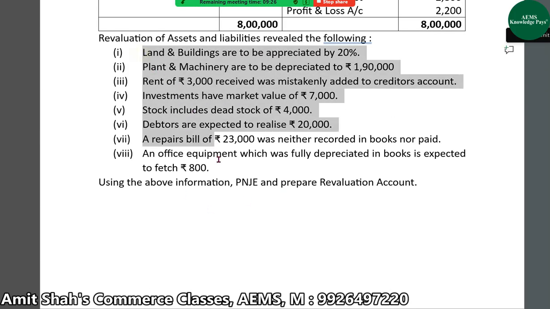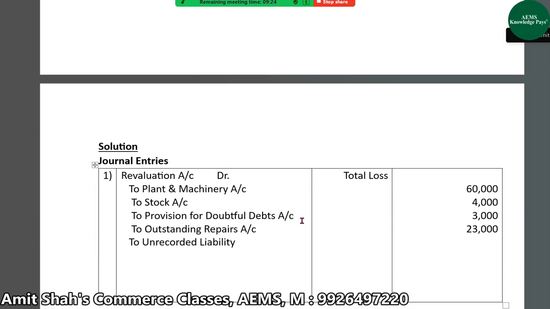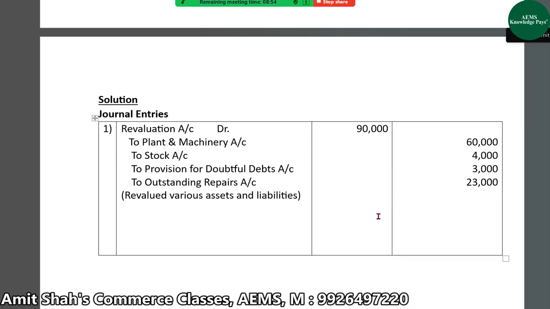Okay, so out of these, the points of losses are these only: about plant and machinery, about stock, about provision for doubtful debts, and outstanding repairs. So the total loss here is of 67 and 23, means 90,000. The narration here would be revalued various assets and liabilities. You do not need to write about individual assets and liabilities here at all.